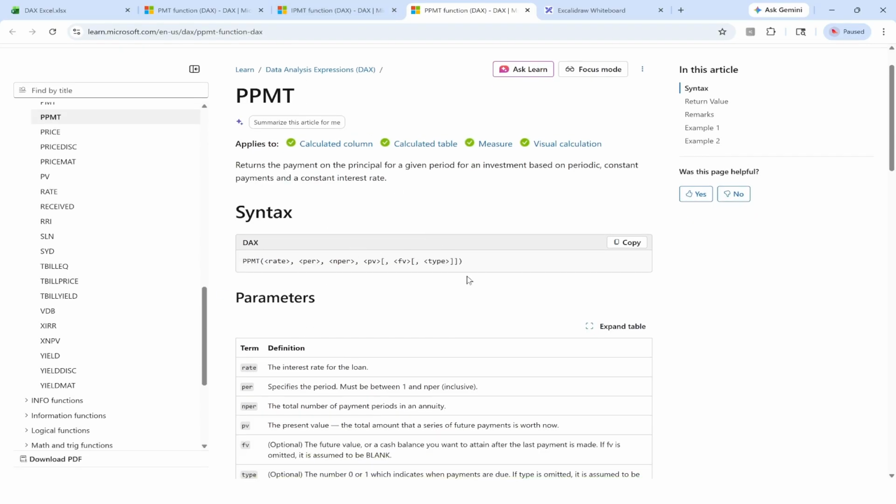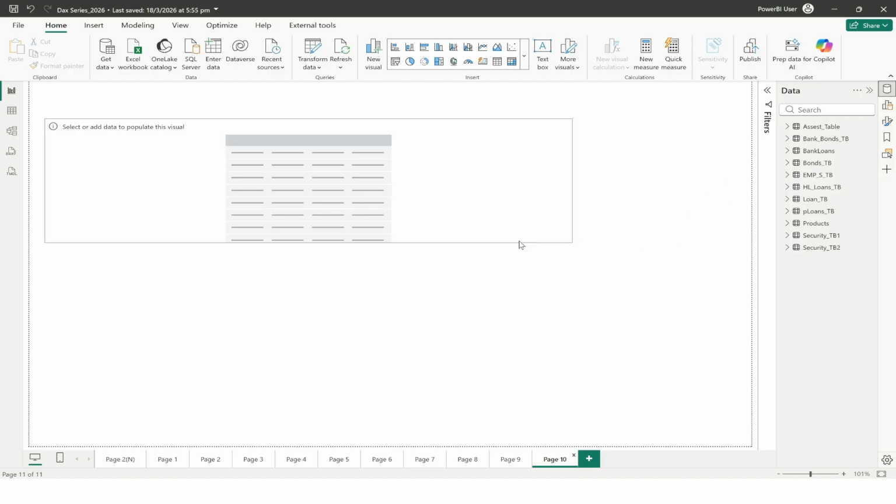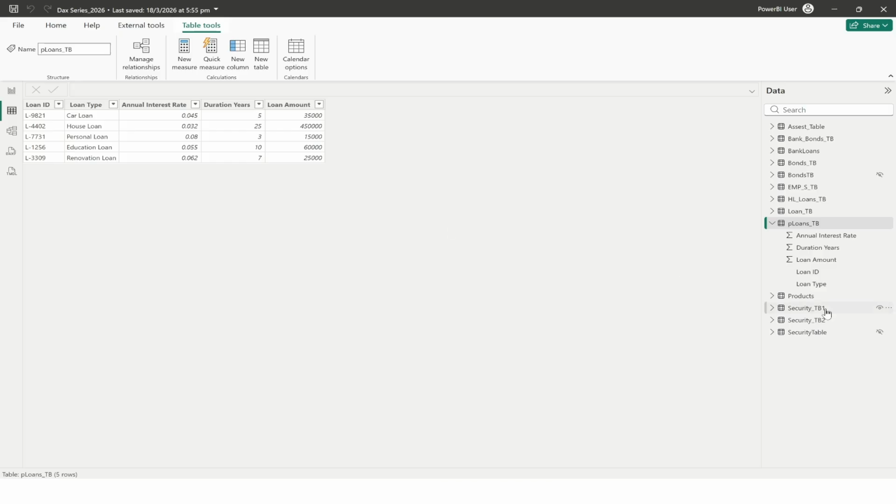Fine. Now let's jump over to Power BI Desktop and start implementing this. Let me go to some other page. Let me explain which table. Here you are seeing a lot of tables. There is a table called P loans.